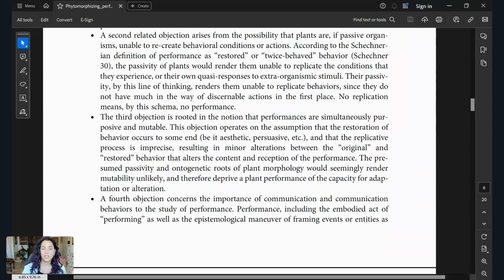A second related objection arises from the possibility that plants, if passive organisms, are unable to recreate behavioral conditions or actions. According to the Schechnerian definition of performance as restored or twice-behaved behavior, the passivity of plants would render them unable to replicate the conditions that they experience, or their own quasi-responses to organismic stimuli. Their passivity, by this line of thinking, renders them unable to replicate behaviors since they do not have much in the way of discernible actions in the first place. No replication means, by this schema, no performance.